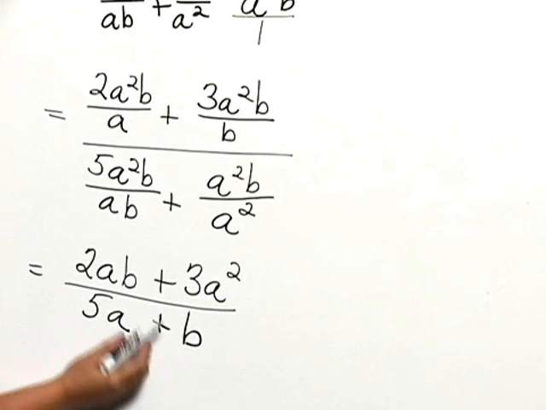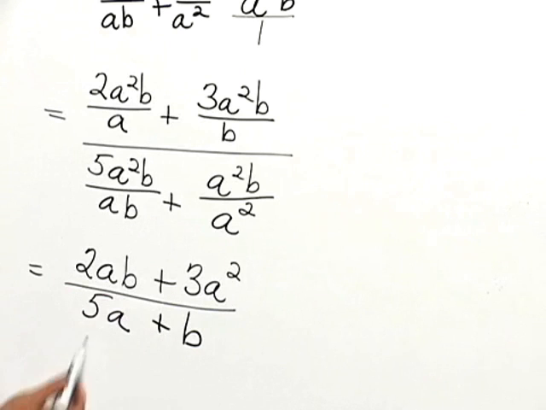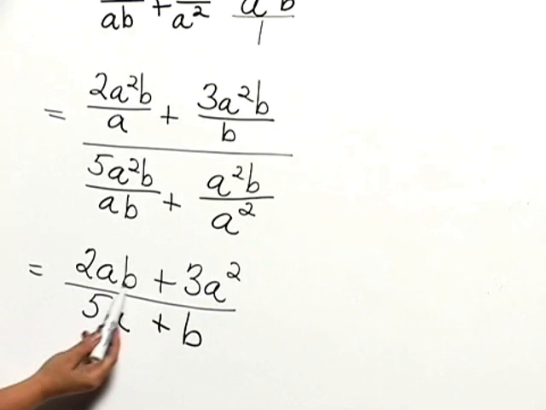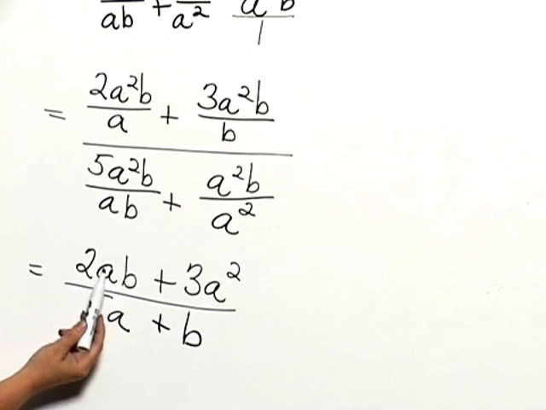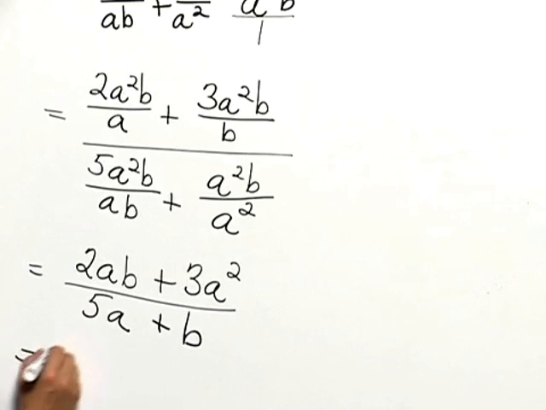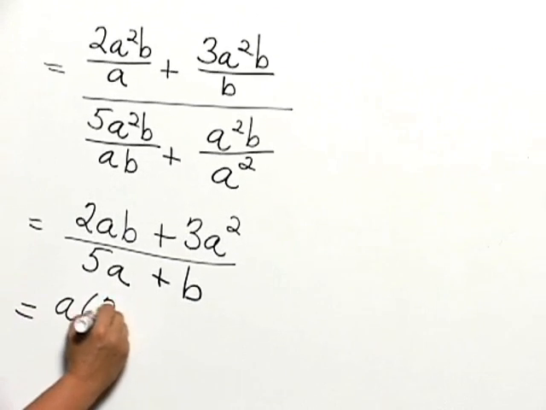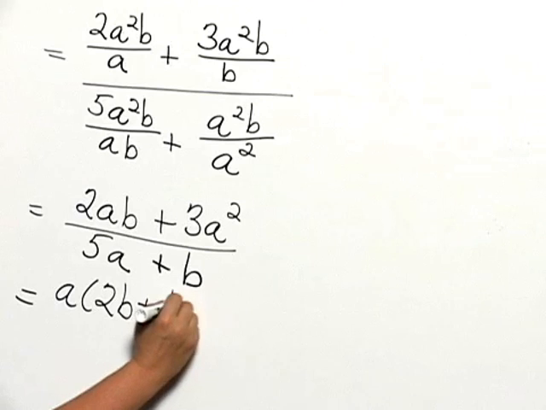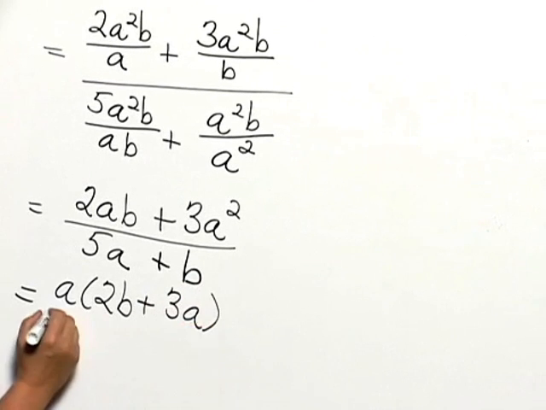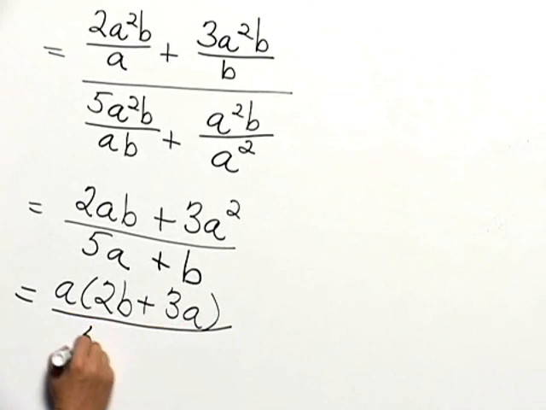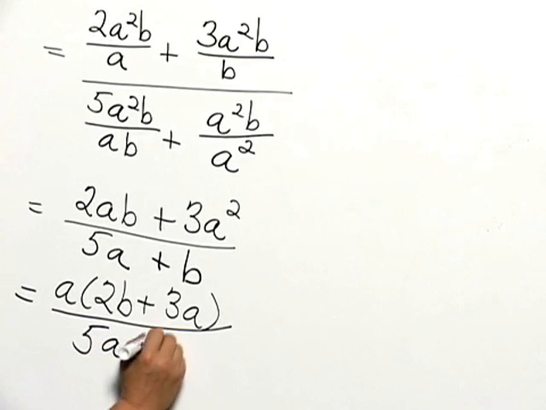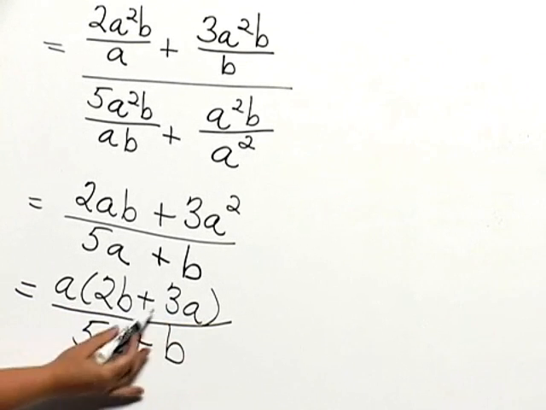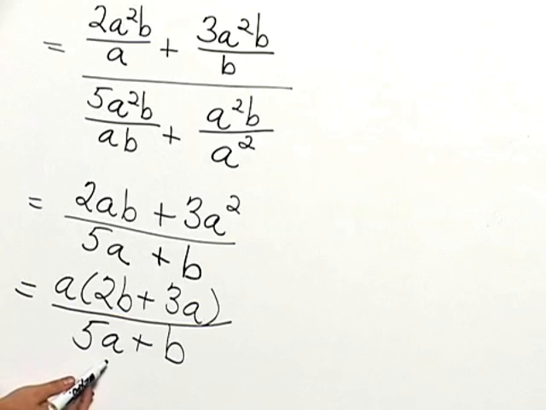At this point, I've cleared the fractions. The only thing that would be left to do would be to factor. In the numerator, I can factor out a common factor of a. So that's a times 2b plus 3a, all over 5a plus b. And since there are no factors in common, I can't simplify. This would be the simplified form of the expression.